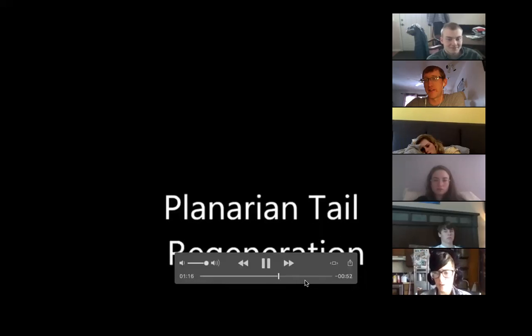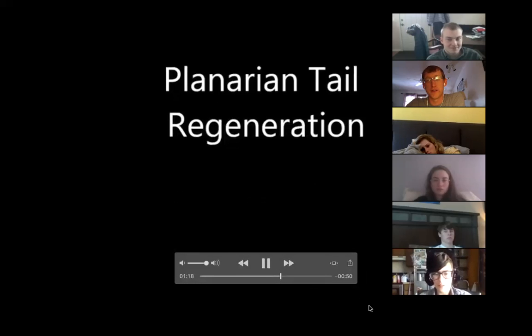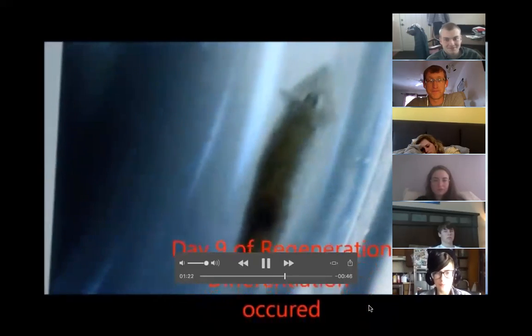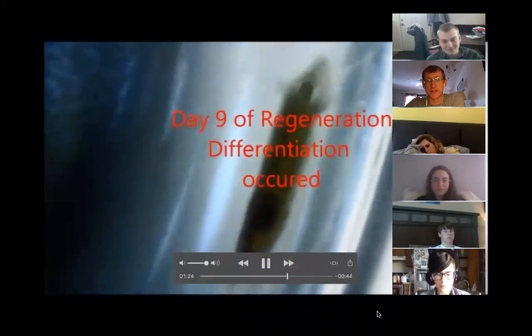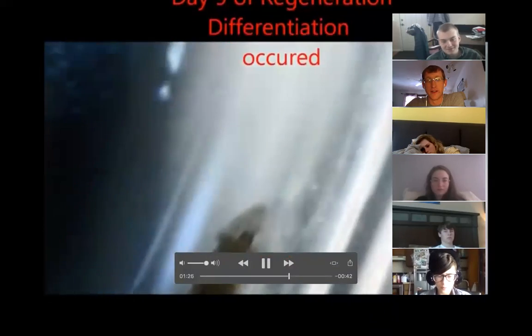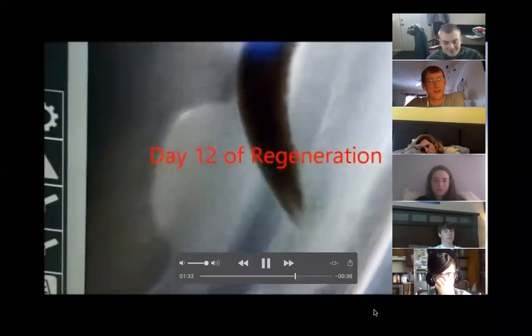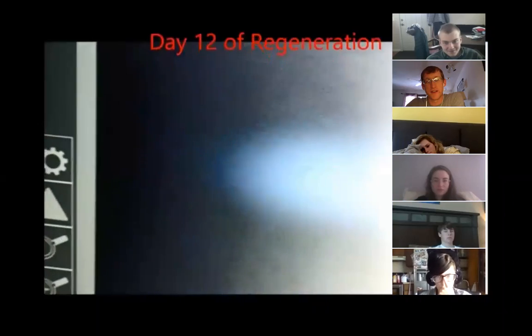And they cut his tail off and he regrows a tail. I don't know if that's worth watching, but if you want to see it, you can. He just looks like he's kind of a short little planarian. It's not nearly as exciting. But he does it. That's a weird looking little planarian.